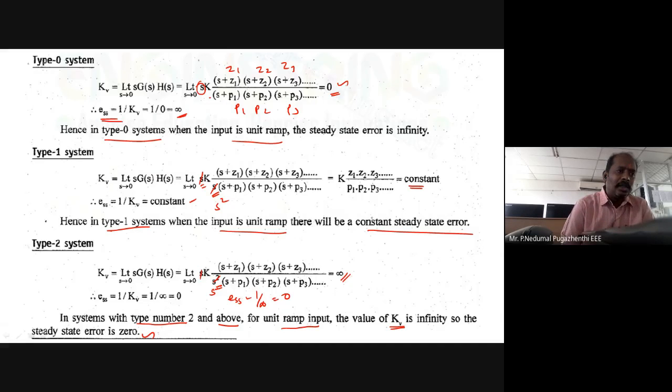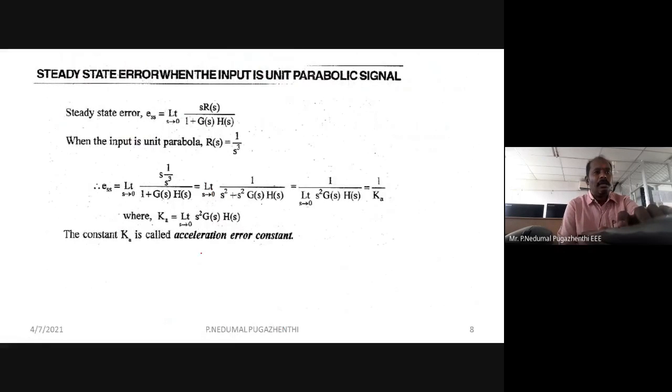So if you don't want a steady state error for a type 2 system, try to provide a step input or a ramp input. Even for a step input, for a type 2 system, you will not get a steady state error. Or if your input is a ramp and you don't want a steady state error, then choose a type 2 system. That's it.